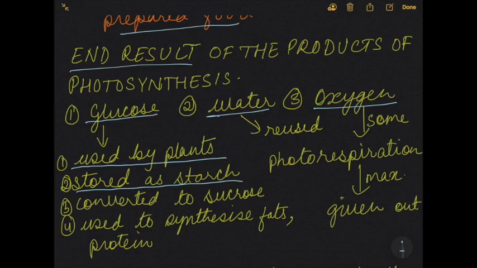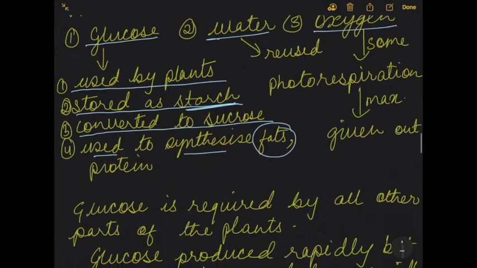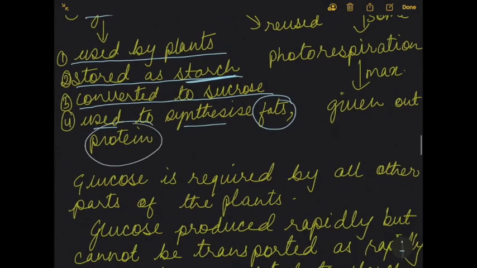And at night, when photosynthesis does not take place, the starch is reconverted back into glucose, and then the phloem keeps carrying it to various parts of the plant. Okay, and in some cases, like in sugar canes, it is converted to sucrose. And sometimes this glucose is also used to synthesize fats and proteins in the plants.